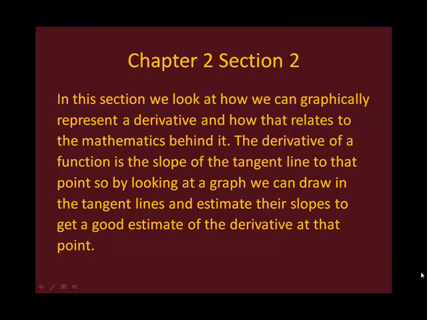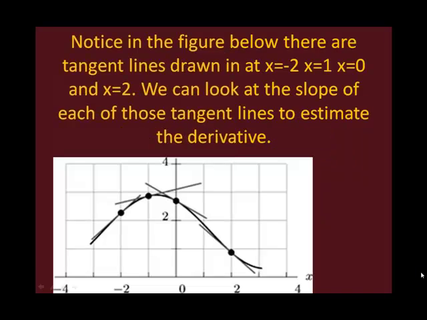Chapter 2, Section 2. In this section, we look at how we can graphically represent a derivative and how that relates to the mathematics behind it. The derivative of a function is the slope of the tangent line to that point. So by looking at the graph, we can draw in tangent lines and estimate their slopes to get a good estimate of the derivative at a point.